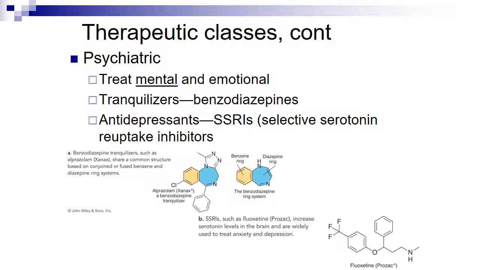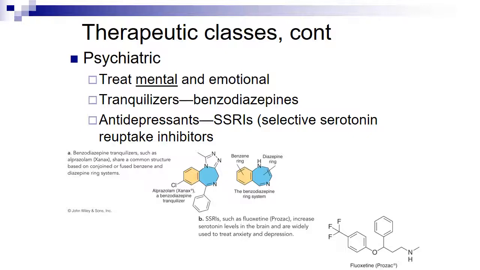And these were first tested on lab animals back in the 1950s. A common class is a benzodiazepine. Xanax and Valium both fit underneath that area. An antidepressant is called an SSRI. It's selective serotonin reuptake inhibitors.